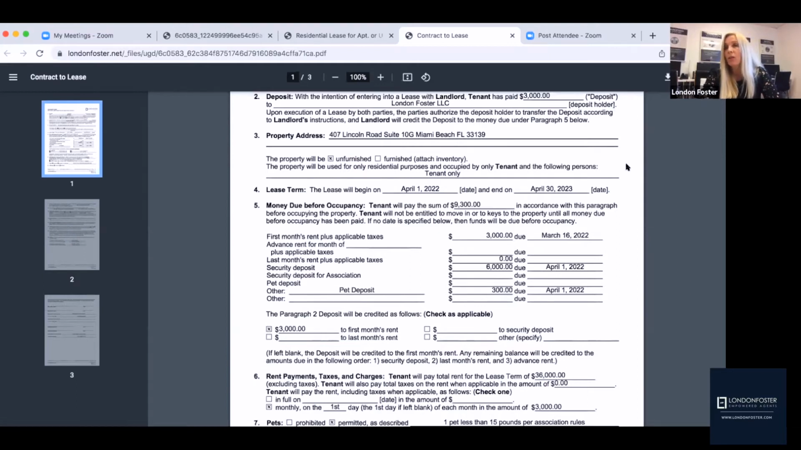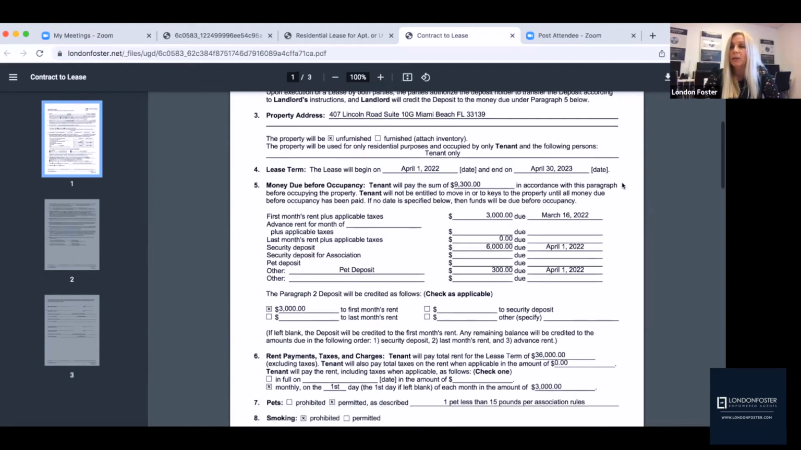If they have their grandmother, their father, their mother, somebody under 18, that's where you would put that information there. If it's tenant only, I like to write tenant only, and for that reason, I just don't like to have any blank spaces on my contracts to lease or my leases where other things could be written in but not agreed to. Number 4, the lease term.